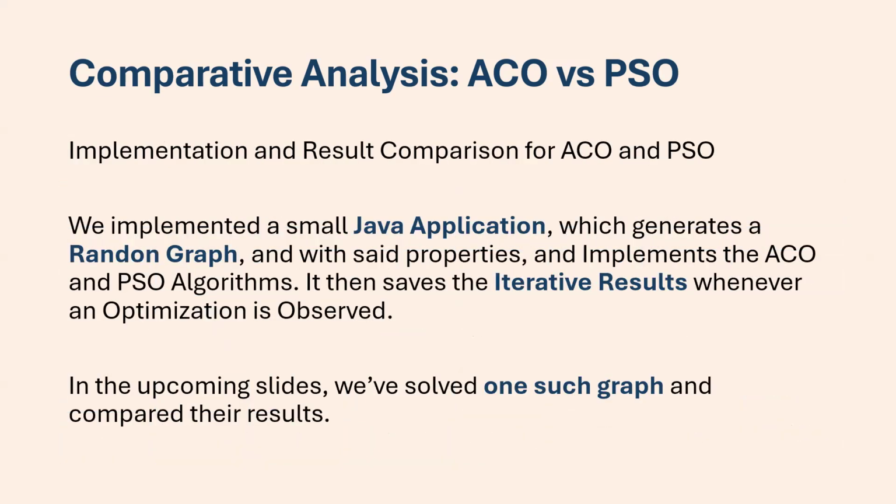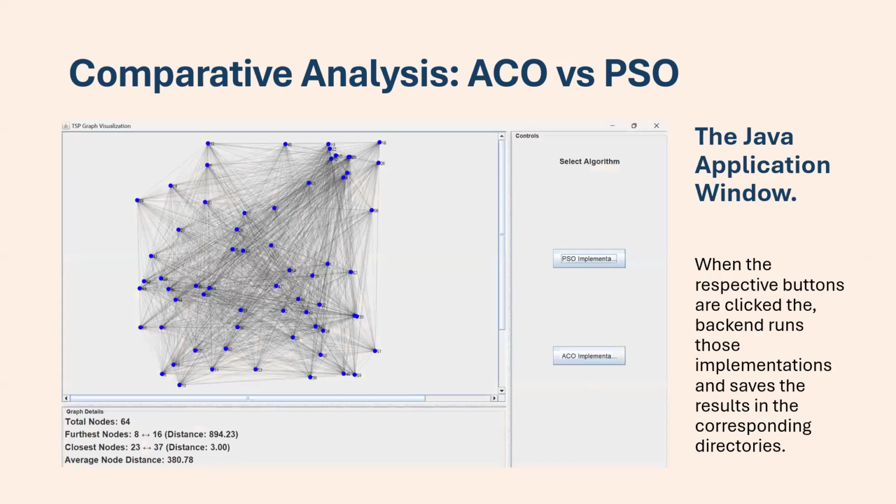Comparative analysis. Here we developed a small Java application for ACO and PSO that iterates itself, and it generates a graph whenever it finds an optimal solution or a new optimal solution. In the next slide, this is our traveling salesman problem.